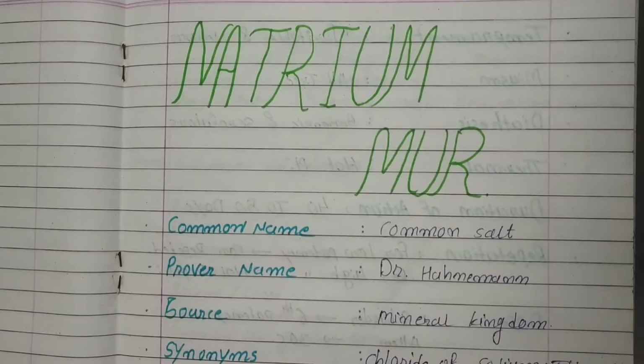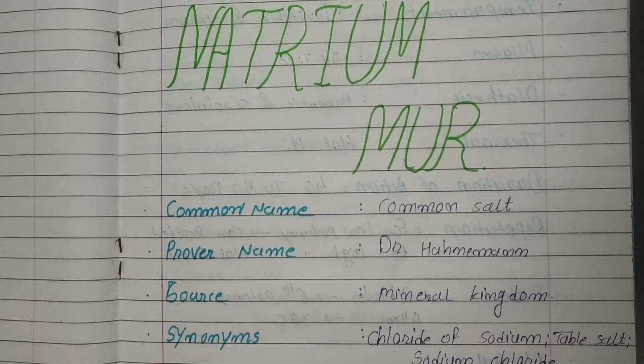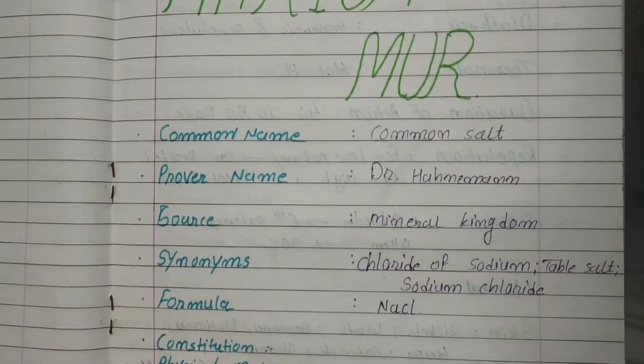We all know NATRUM MUR is a biochemic remedy and its common name is common salt, the salt we use in our kitchens. This remedy is made from this salt, and its prover is Dr. Hahnemann. The source is the Mineral Kingdom, and the synonyms are chloride of sodium, table salt, and sodium chloride. The formula is NaCl. We all know about these things.